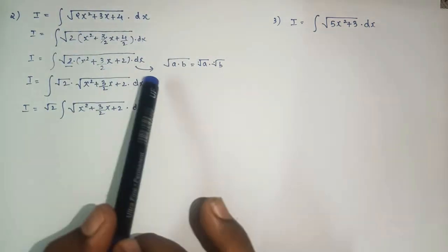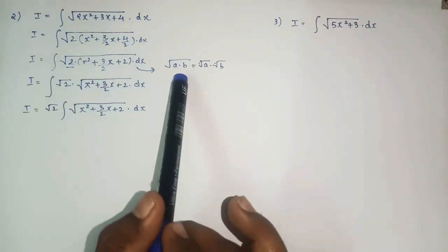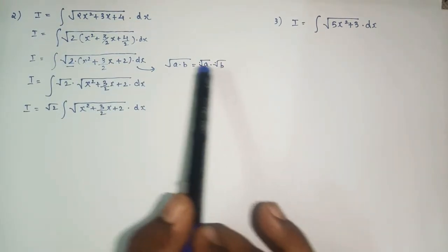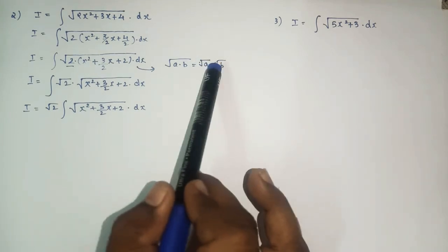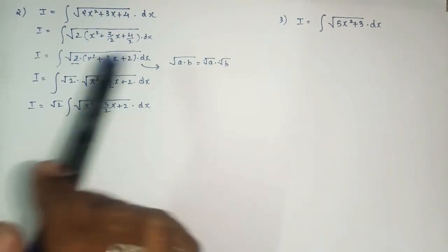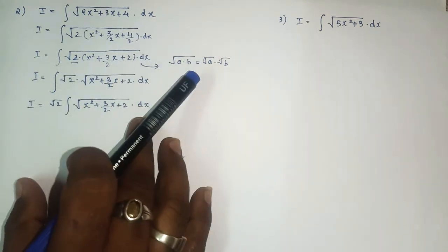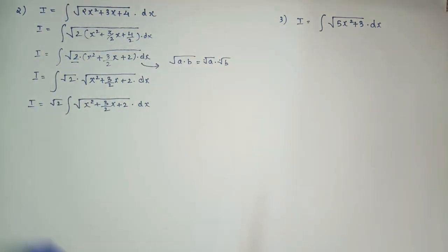Then after that this section looks like root a into root b, which we can write as root a into root b separately. Because the orders are the same, when the orders are the same we can multiply. After that root 2 is a number, so we can bring the constant outside the integral, and the rest we all know how to present our sum.